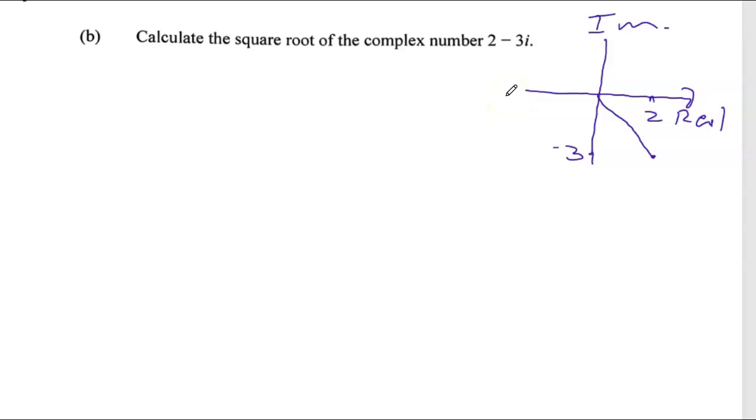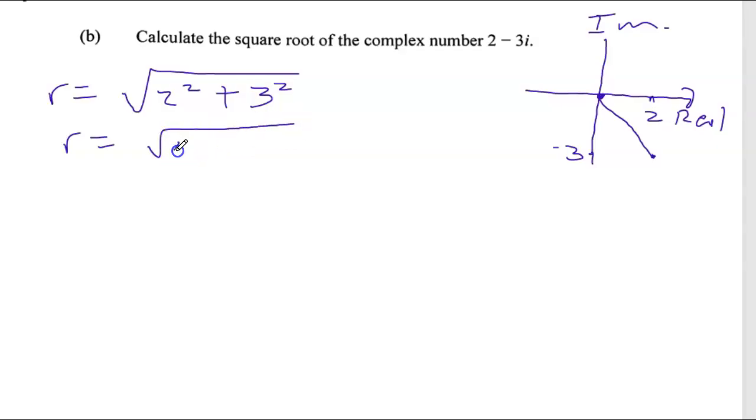Alright, so we need to find, first let's put this complex number in its polar form. So let's find the modulus, or r, which is the distance from the origin to the point we plot there. And the formula is the square root of 2 squared plus 3 squared. That's directly from Pythagoras theorem. So r would be the square root of 4 plus 9. That's the square root of 13. That's r. And theta, that's the angle between the horizontal and r.